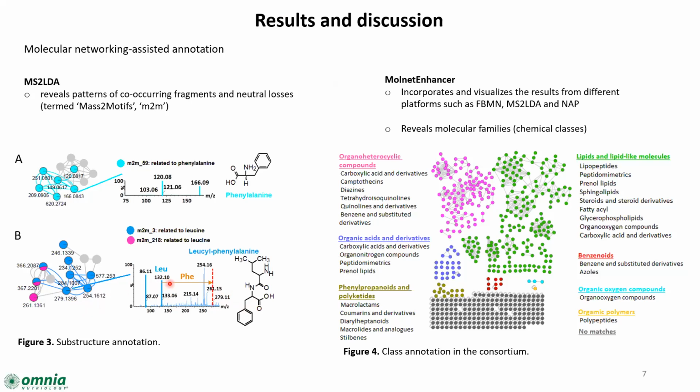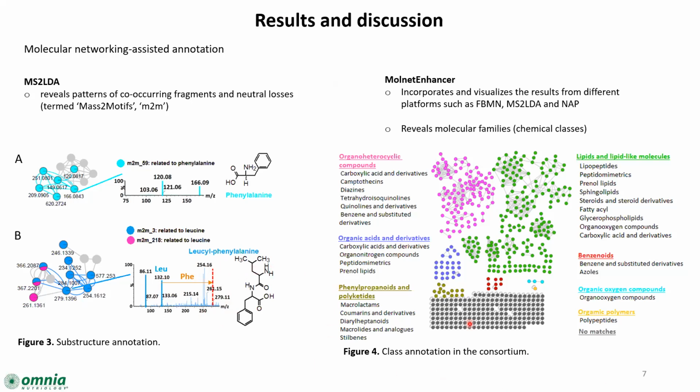132, and it identified it as a leucine-related motif. Therefore, I know that the spectrum represents a molecule that has a component of leucine in it. I then used this information to work out the difference between the parent ion and that fragment, and that corresponded to phenylalanine. And eventually I was able to annotate this node as leucine phenylalanine.